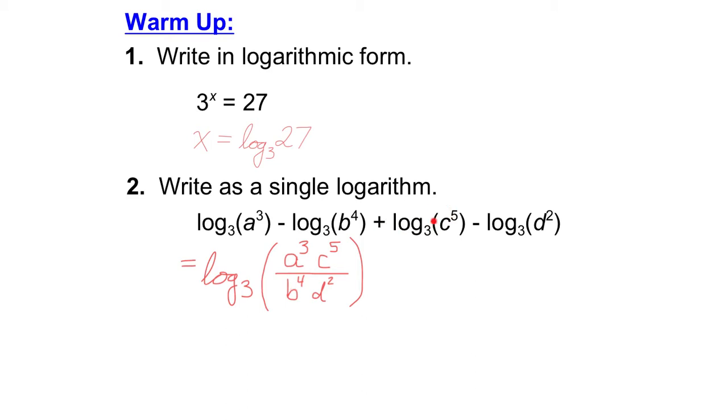We're adding this one, so c to the 5 is in the numerator, because we're multiplying by it. And we're subtracting this one, so d squared is in the denominator, because we're dividing by it. So you should end up with log base 3 of this whole fraction, a cubed c to the 5 divided by b to the 4 d squared.